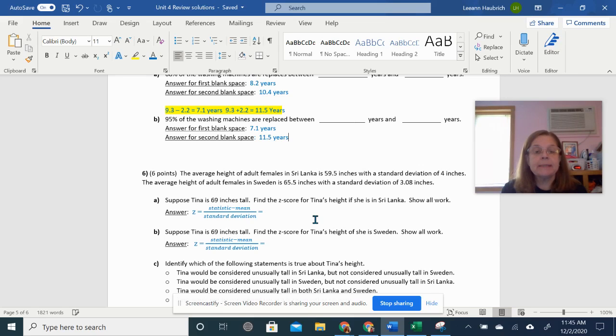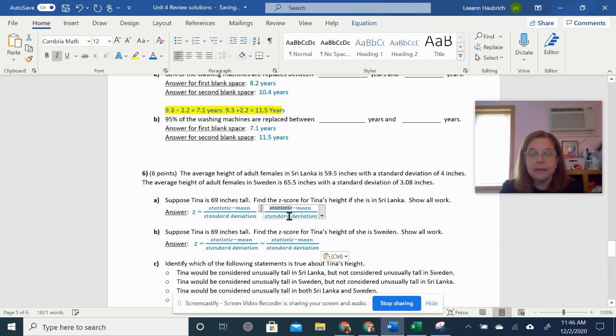So suppose Tina is 68 inches tall. So they have 69 inches tall. I'm sorry, I can't even read. So she's 69 here and 69 here. Find the Z-score for Tina's height if she lives in Sri Lanka. Okay, so the statistic we're going to use is 69. So I'm just going to copy, Control C, move this over, and I'm going to paste in the values. The statistic for her is 69 inches.